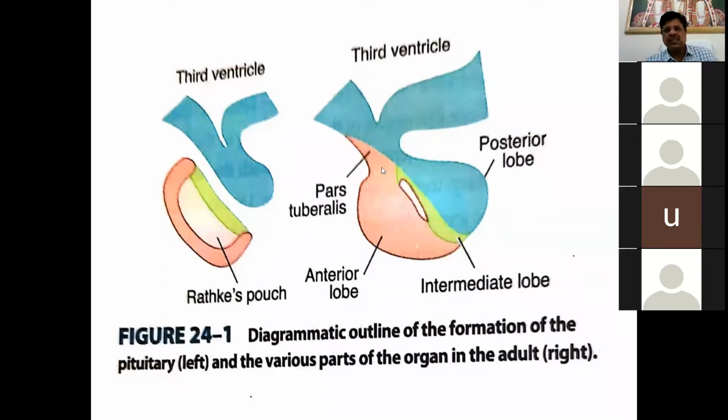You can see the names: the pars tuberalis, anterior lobe. What is the other name for the anterior lobe? Adenohypophysis. Other name for the posterior lobe? Neurohypophysis.